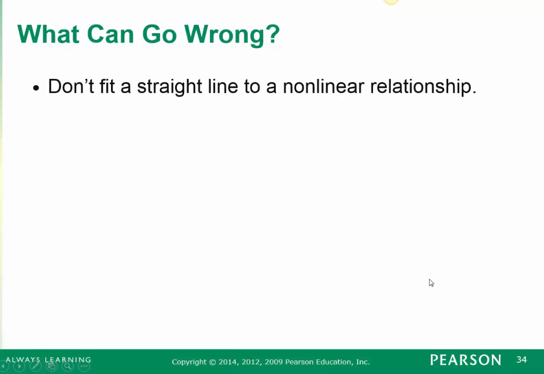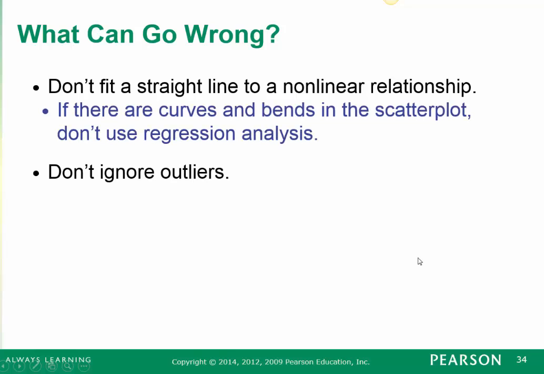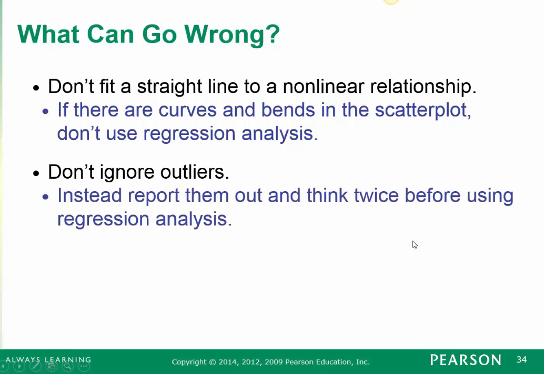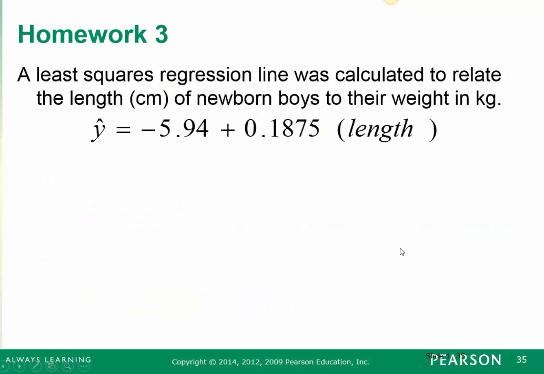What can go wrong? You want to make the scatter plot first. You don't want to fit a straight line if the data is not linear. Don't ignore the outliers. Report them and then think twice about using the regression analysis. You might want to take them out, look at the fit with and without. Don't invert the regression. By that I mean don't switch the position of x and y. Think about how the variables are related. You can't just solve the regression equation for x and then say that's another regression model. You'd have to refit.